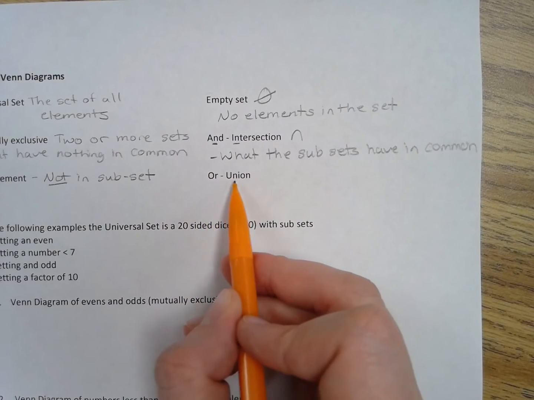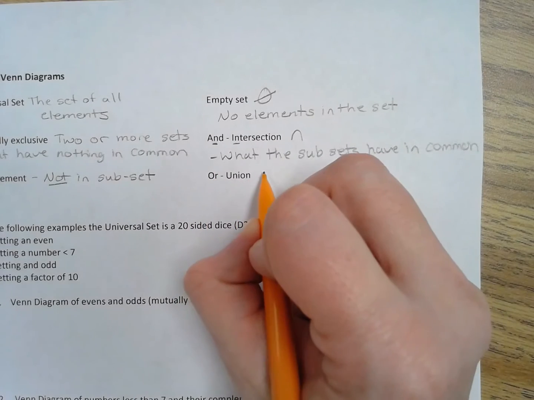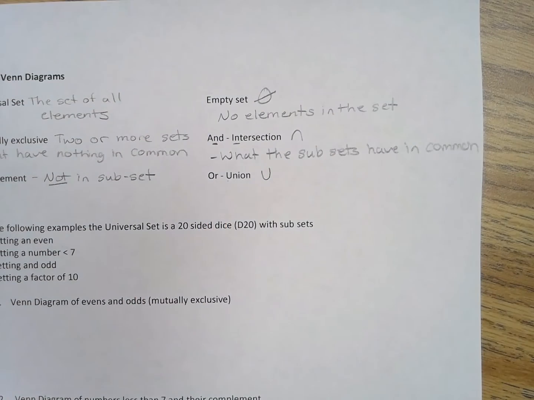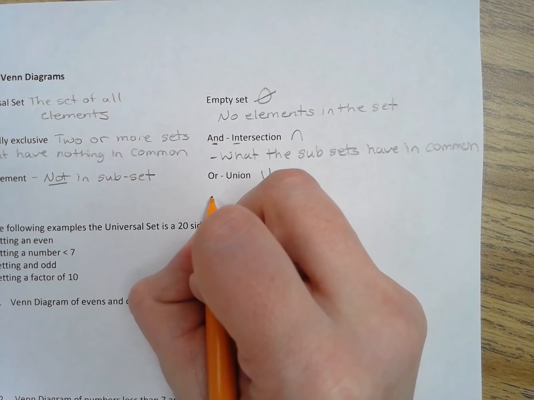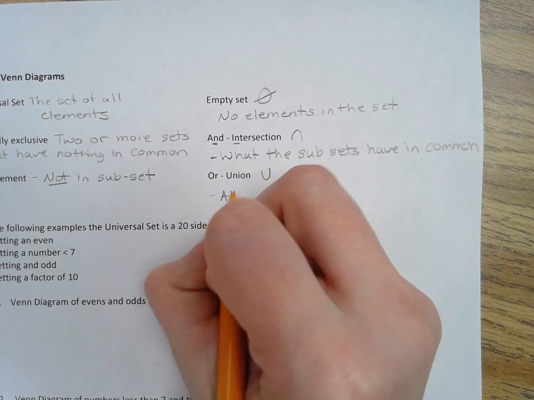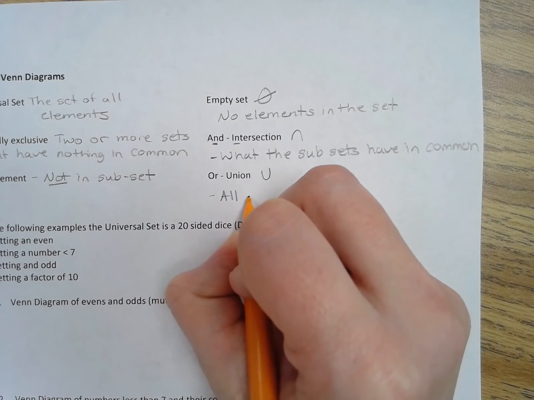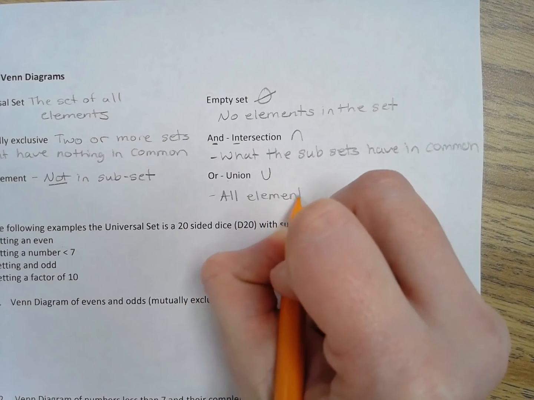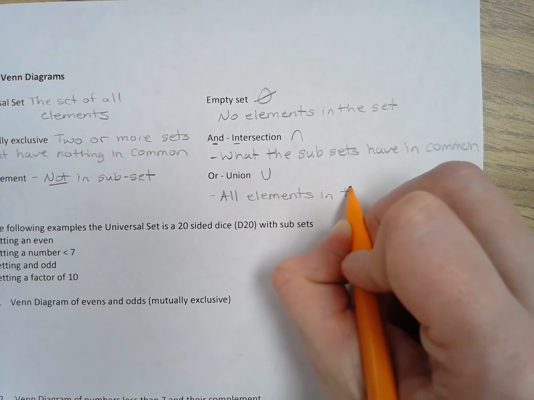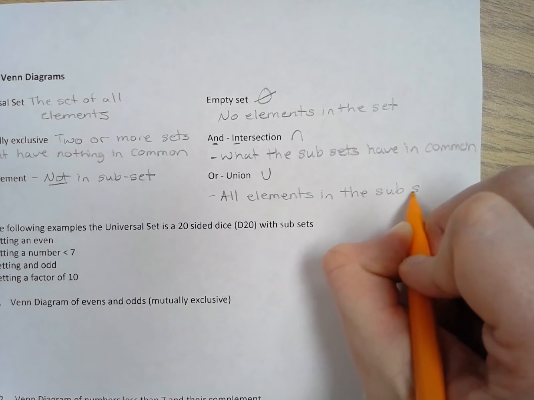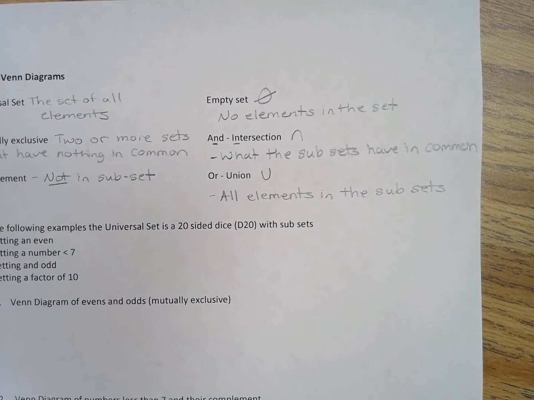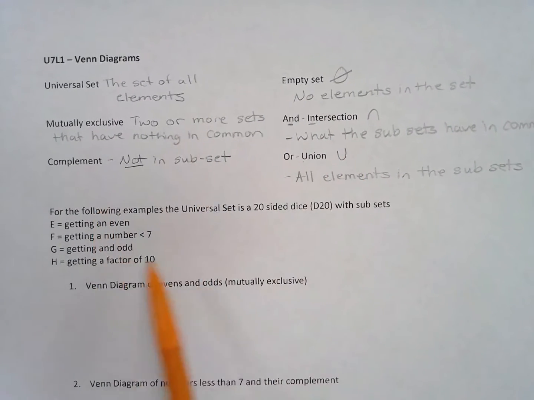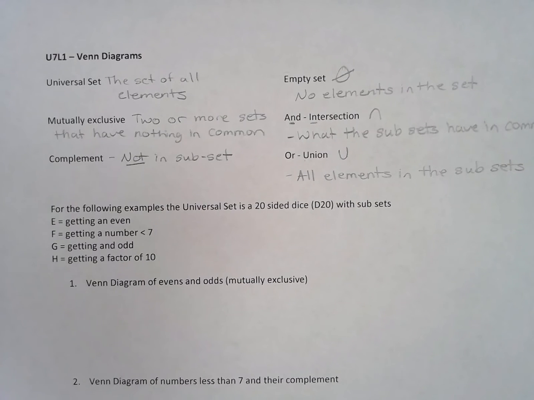The union, when we use the word or, that symbol will be a U, just like union. And that is when we're talking about all of the elements in the subsets. So let's look at some examples to see how this terminology relates to our probability.